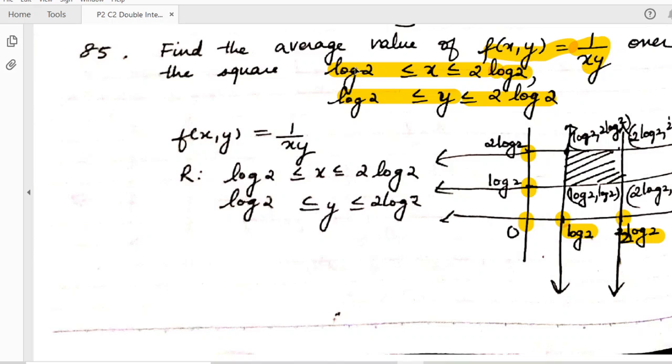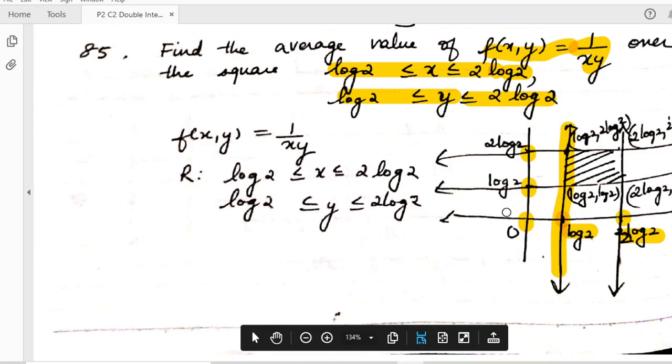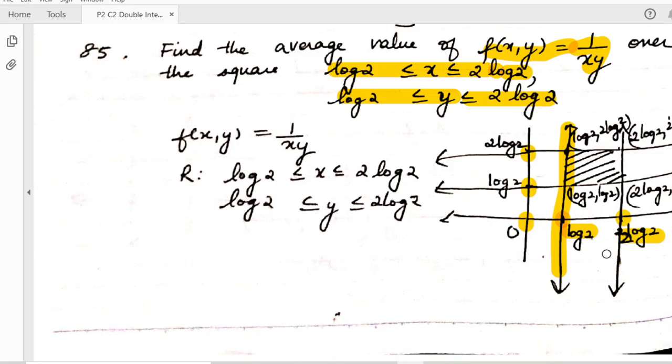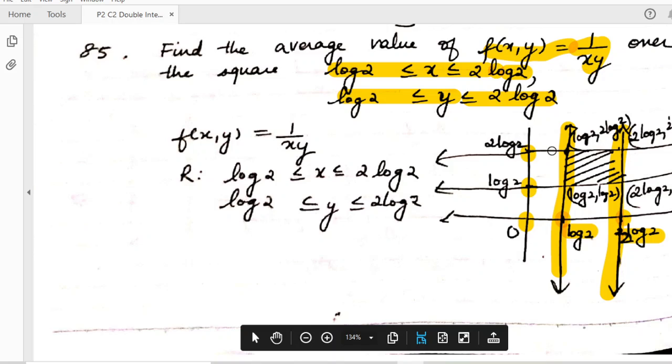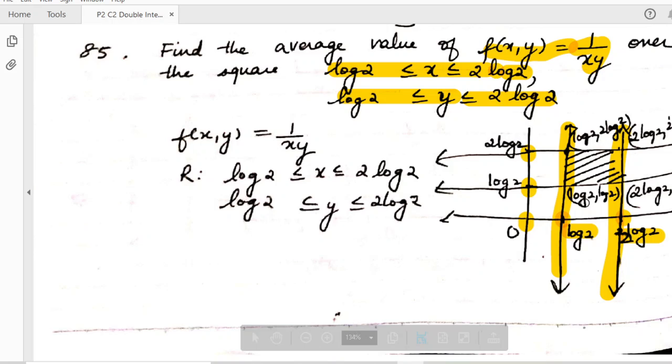So first we will consider the limits of x. Log 2 less than or equal to x less than or equal to 2 log 2. So see the boundary in this case. Our boundaries are x equal to log 2 and x equal to 2 log 2. So x equal to log 2 means the line passing through log 2 parallel to the y-axis. Similarly, x equal to 2 log 2 means the line passing through 2 log 2 and parallel to the y-axis. So the region between these two is our first limit of x.